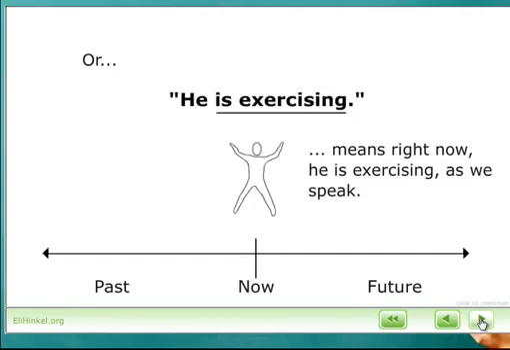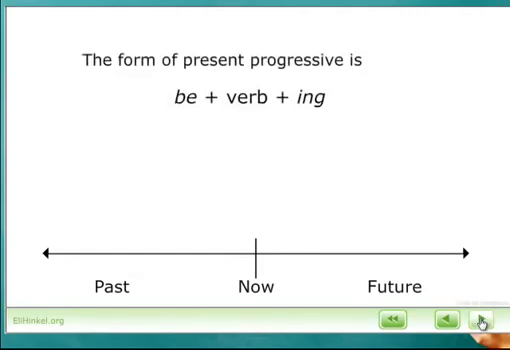Perhaps I call up my friend and maybe her husband answers. Maybe I ask, may I speak to Amy? And her husband says, I'm sorry, right now she is exercising. So that's happening right now at the current time. The form of present progressive is be plus the verb plus ing. The verb be here is because we're talking present tense. So here you have is, the verb is walk, and ing. Is exercising.